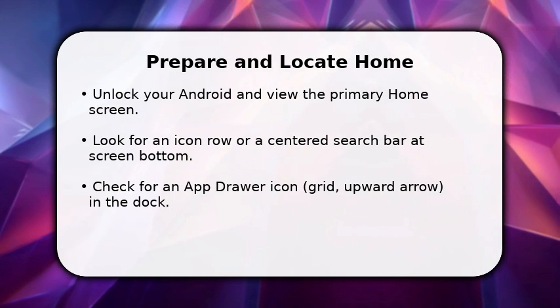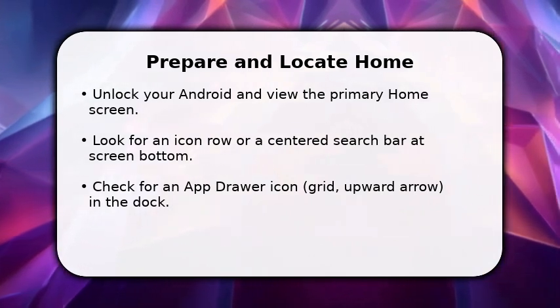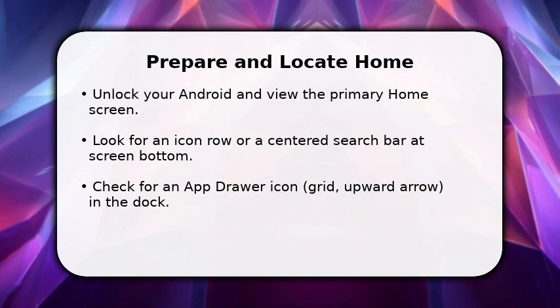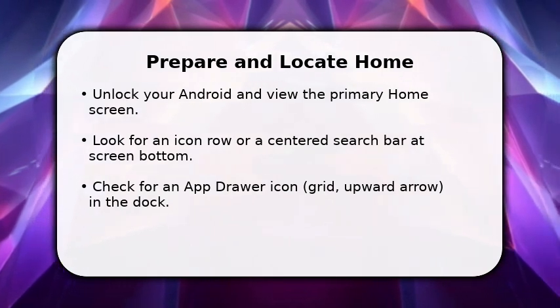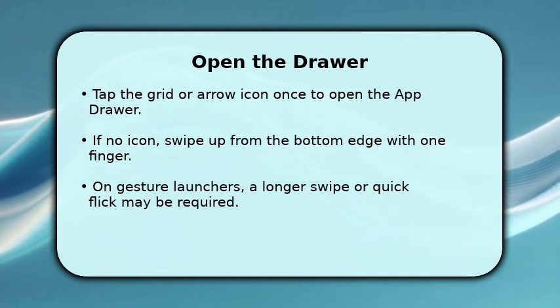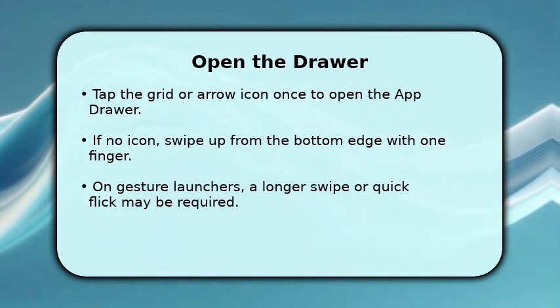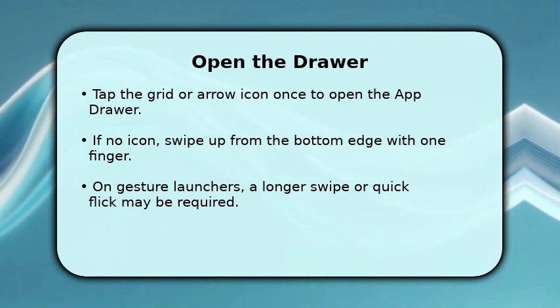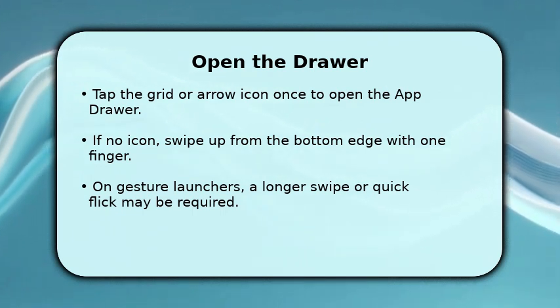You need to identify whether your launcher uses a dedicated button or a gesture, because that changes the next steps you take. Once you know the mechanism, perform the correct action. Tap the grid icon or swipe up from the bottom edge. Tap is immediate. A swipe needs a steady upward motion starting at the screen edge.